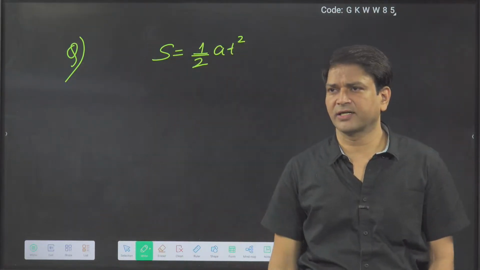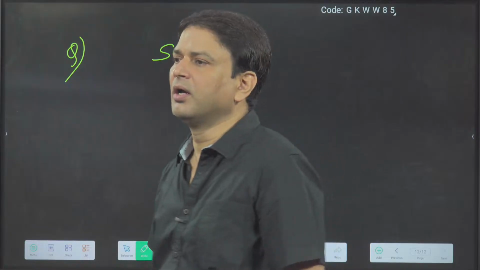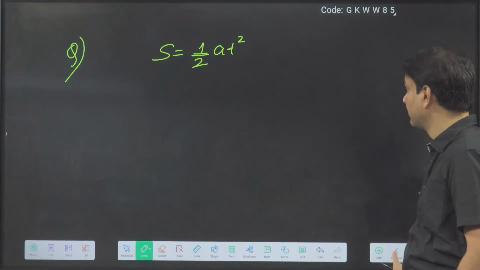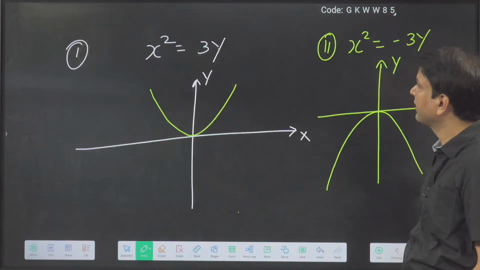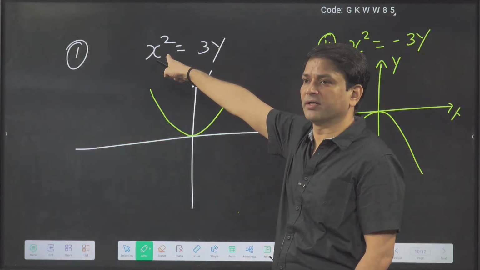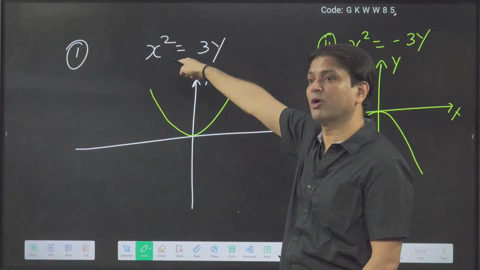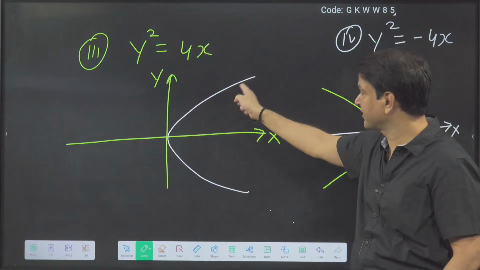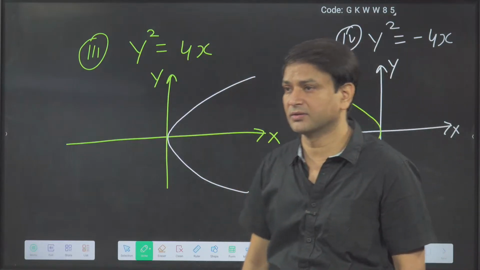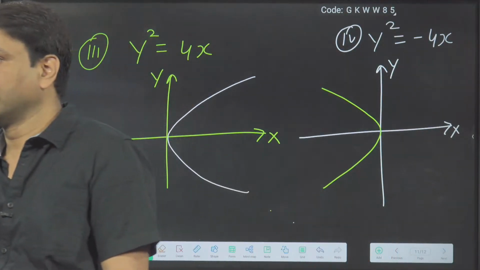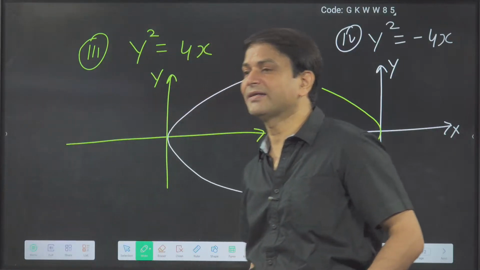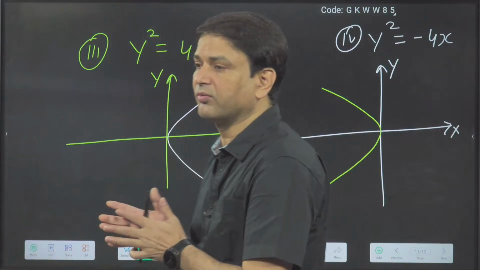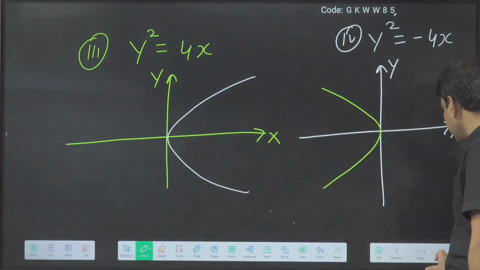Suppose the particle started from rest, initial velocity is 0. What is the difference between 1 and 3? In 1 the equation is x square, so it is symmetric about y and you have to make it upward. And in 3, y square is there, that's why we make it symmetric about the x axis. The difference between 1 and 3 is: in 1 we have x square, in 3 we have y square.